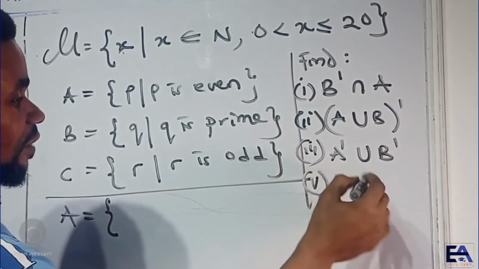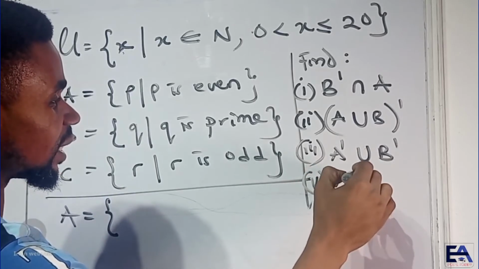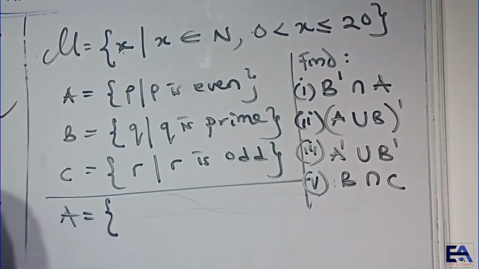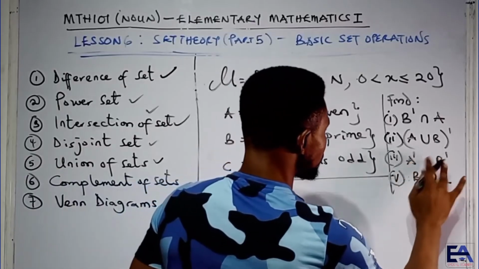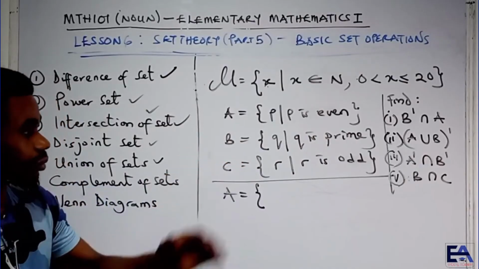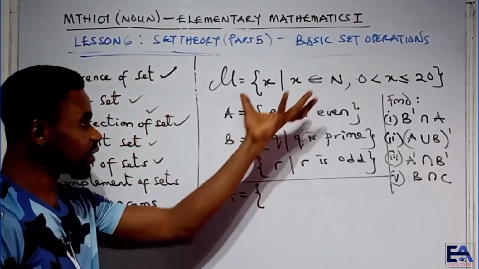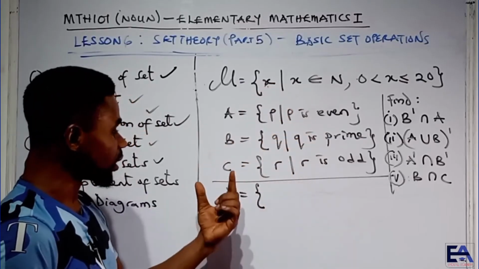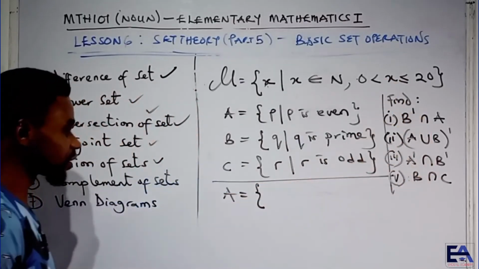4, find B intersection C. Now if you want to do all of this, it's very simple. So let us just work it out. You have been given the set builder form. The very first thing you do is to interpret the set builder form into the tabular form so that you can solve all of these questions from it. It's very simple, just follow me.